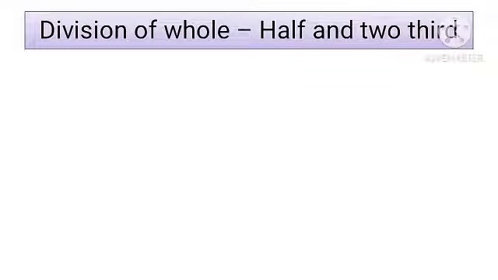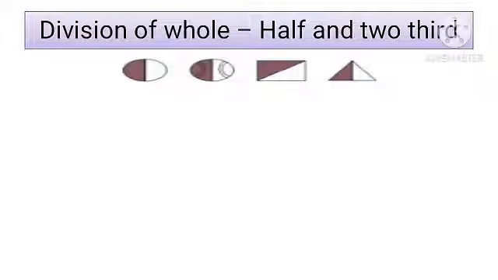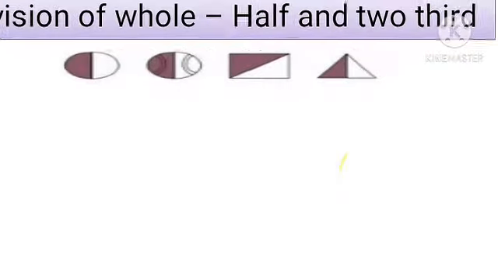Division of whole. Now we are going to see half and 2/3 portions of a whole. If half is given, how should it be? If 2/3 is given, how should it be? We are going to see. Okay, now look at the image. First they gave a circle, then a ball, then a rectangle, then a triangle. So these 4 images are divided into half.